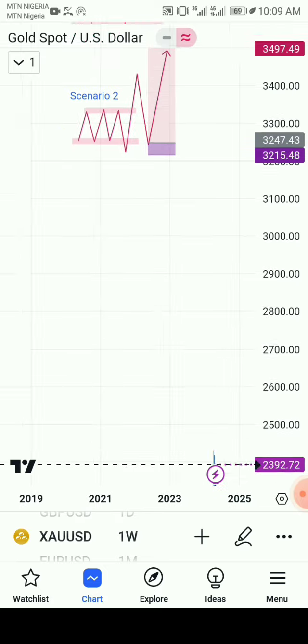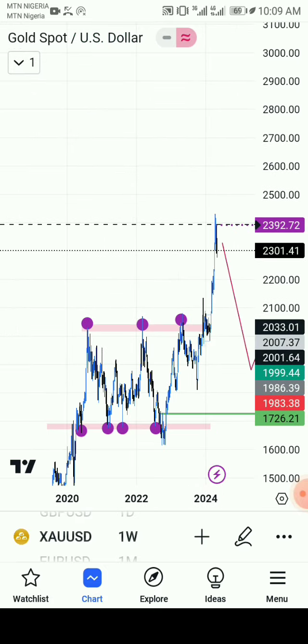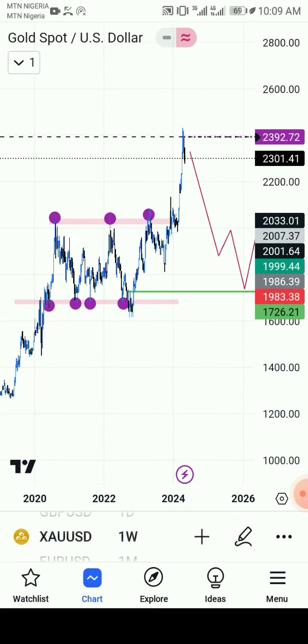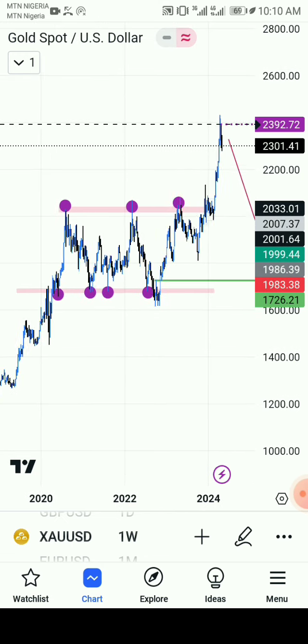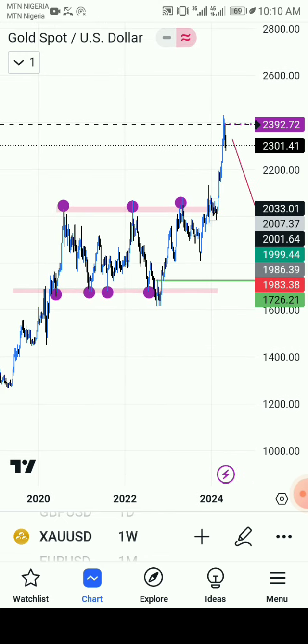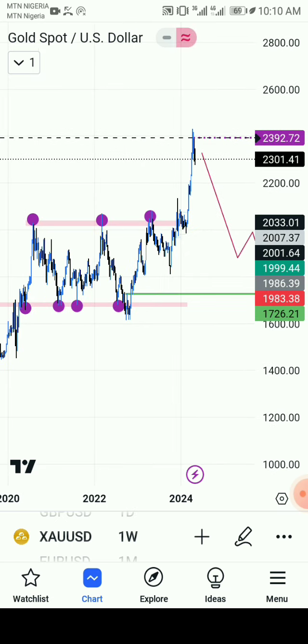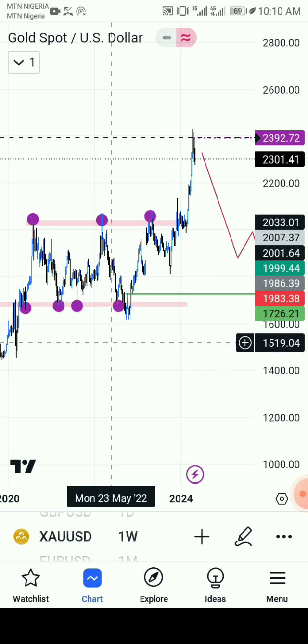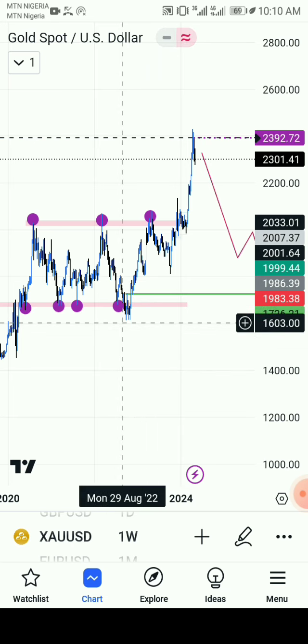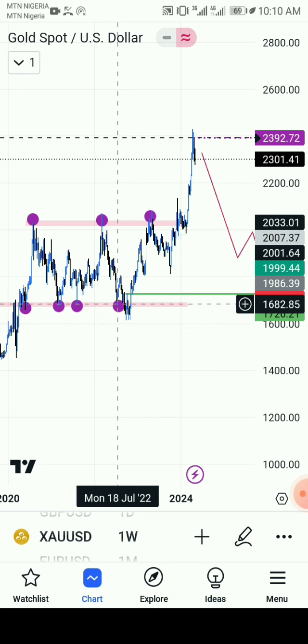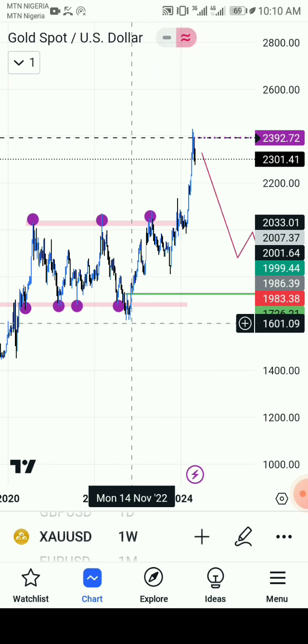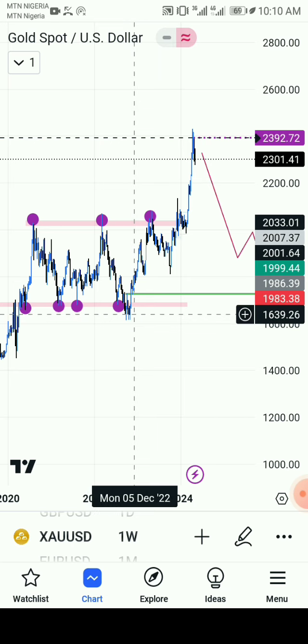Right? So from looking at this now, guys, what scenario is happening here? What scenario is happening here? What scenario is happening here? I strongly believe it's scenario 2 because of this manipulation. So if you say scenario 2, you got it right because of this manipulation here that happened.